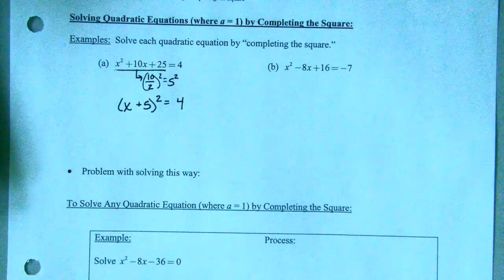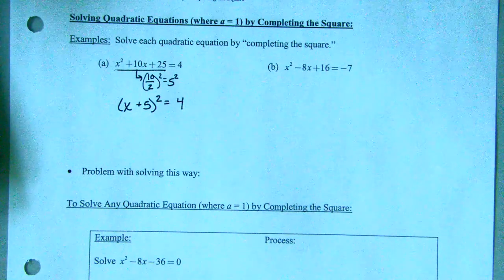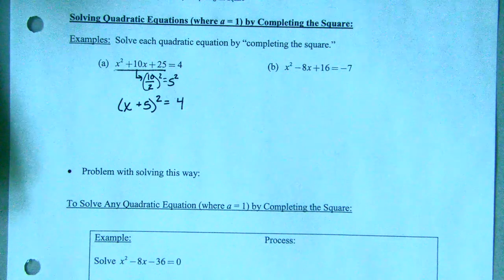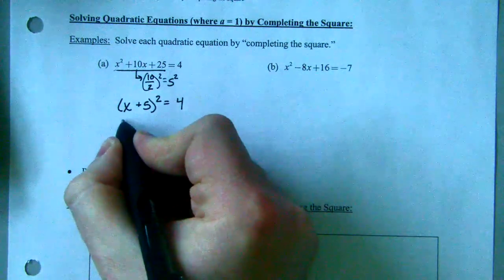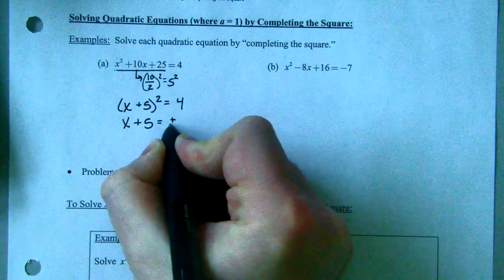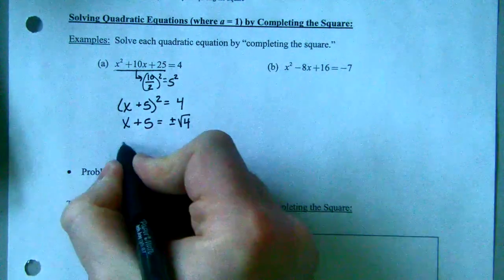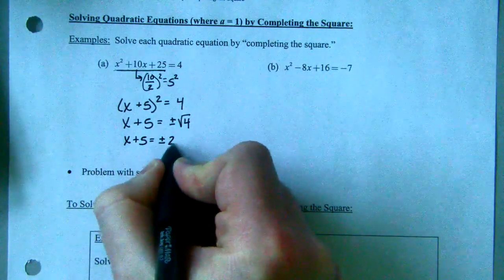I now want to try to solve this thing that I'm getting. How do you undo a square? I hope you didn't just say take the square root. I hope you said take the positive and negative square root. That's what I'm going to do. I'm going to say x plus 5 equals plus or minus the square root of 4. What is the square root of 4? 2. x plus 5 equals plus or minus 2.